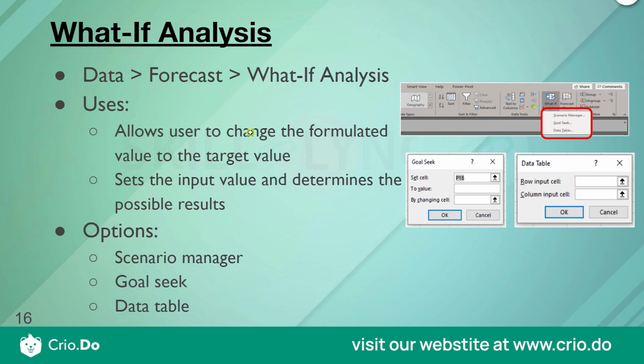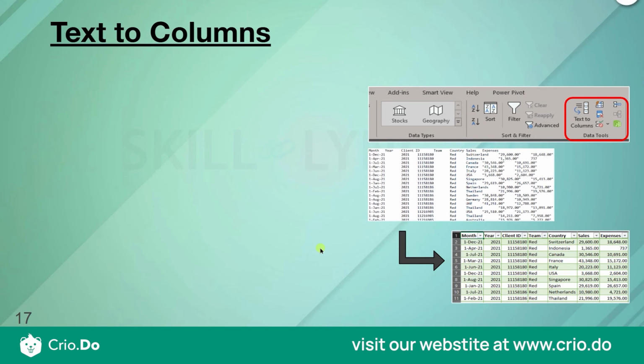Here, we are already done with What-If Analysis. So just revise the concepts: data forecast, and then we have What-If Analysis. Uses: it allows the user to change the formulated value to the target value, sees the input value and determines the possible results. Options: Scenario Manager, Goal Seek, and the Data Table. Next, we have Text to Columns. We already covered so many things here. Now, sometimes we are actually working with text files and we need to do some kind of analysis.